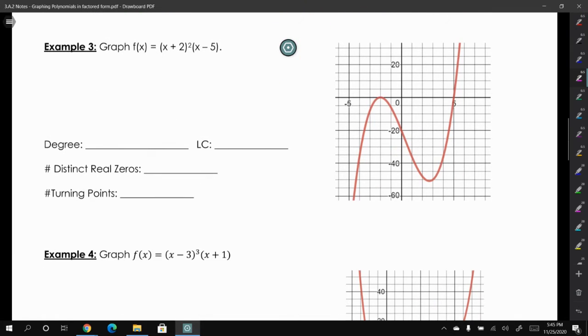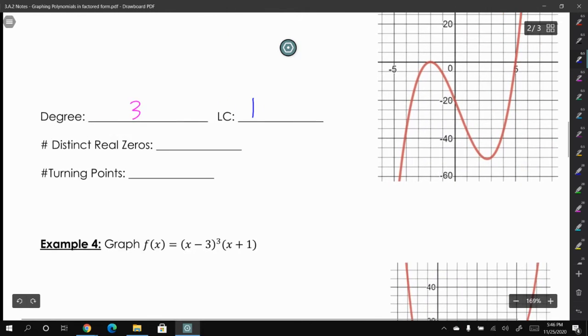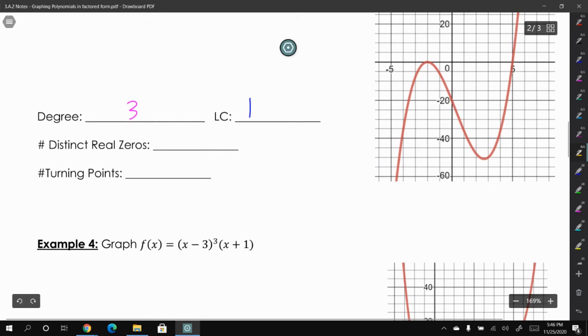So this problem looks a little bit different. We have an x plus 2 squared right here. So that will change our degree and our zeros when we get to that, and I'll show you how. But our degree is 3. Remember from the other day, 2 plus an invisible 1 that we don't write means we have a degree of 3. The leading coefficient is that number in front, which is an invisible 1 in this case, and the number of distinct real zeros. What distinct means is different.